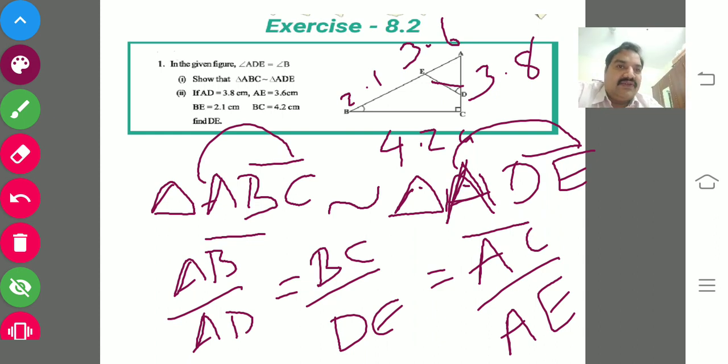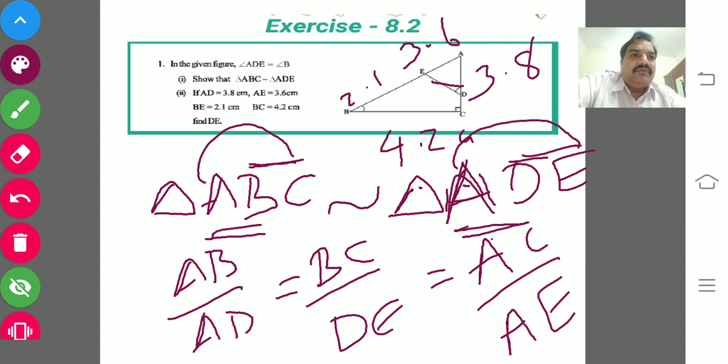First you take the two letters AB, and here also the two letters. Don't take the first two letters here and the second and third here, or you will definitely attempt it wrongly. So don't go with that. Once again, I would like to explain. The first two letters, AB by AD, equals the second and third, BC by DE, and the first and last, AC by AE.